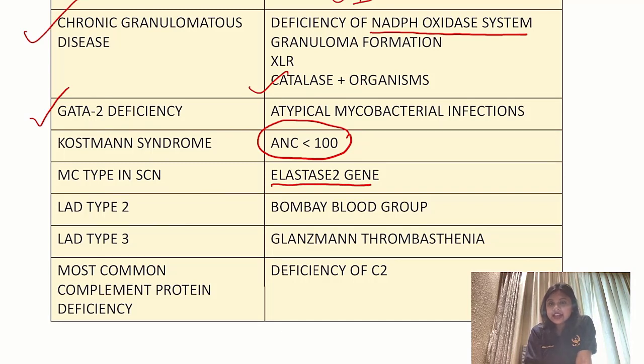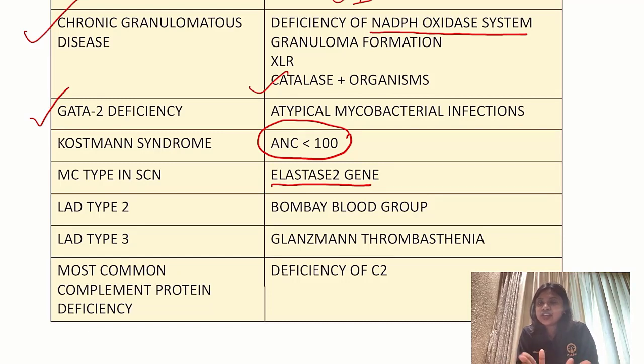Next is LAD. LAD is leukocyte adhesion deficiency. Leukocyte adhesion deficiency type 2. What happens, in newborn, when there is a delayed fall of the umbilical cord, and there are bleeding manifestations, we can think about leukocyte adhesion deficiency. And leukocyte adhesion deficiency is of three types. It's not mandatory to know all the three types, but usually integrin, selectin, all these are defective.